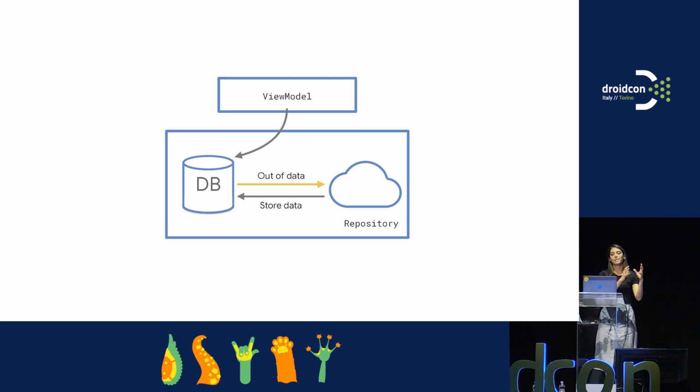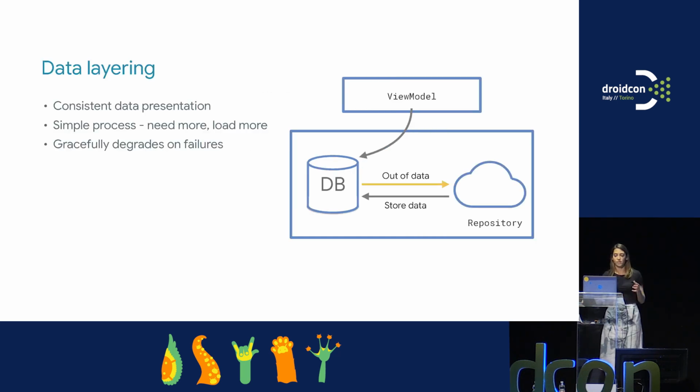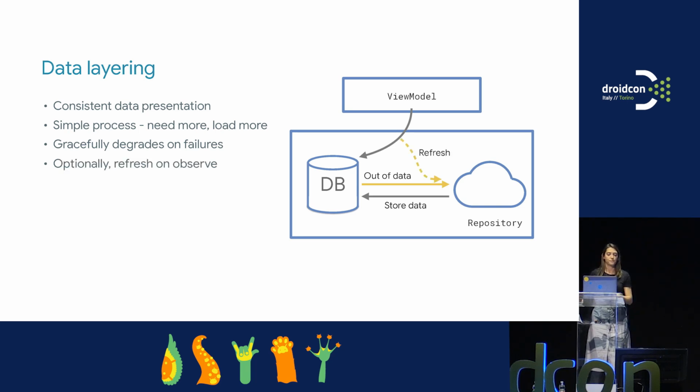And then we thought about a different solution: having the database as the main source of truth for your data, and only when we are out of data, requesting the data from the network, and then storing the result in the database and emitting a new live data based on it, a new list in live data. So this means that we have a consistent data presentation. We're just getting the data from the database. It's a simple process. We need more, we load more.